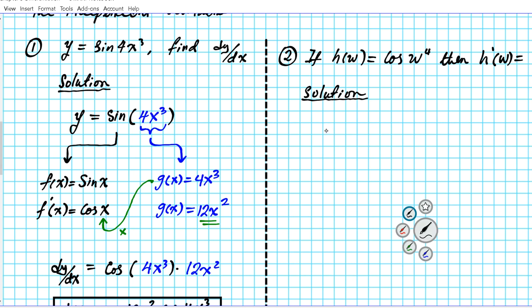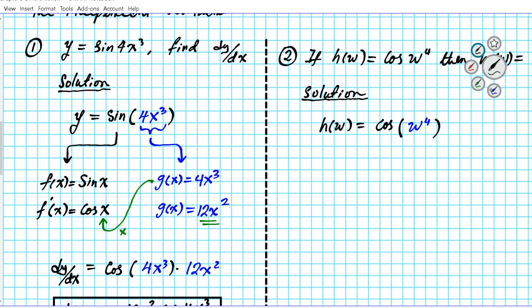So what do we have here? We start with h of w. So h of w is cosine w to the fourth. I'm going to color code my composite function so we can easily apply the chain rule differentiation technique here. Cosine w to the fourth. First things first, we're going to decompose, differentiate, and recompose using the chain rule formula, or DOEIDI.